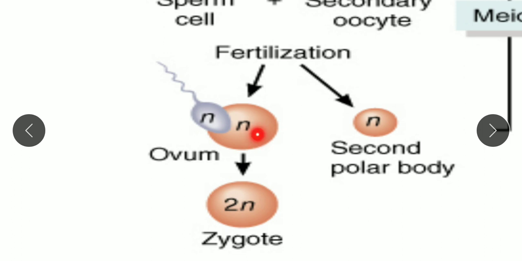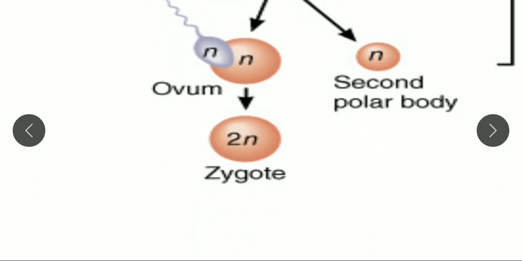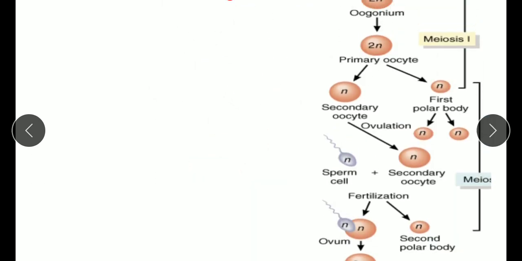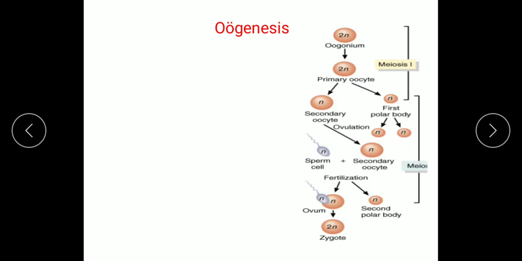This is the larger cell and this is the smaller cell. The larger cell is called the ovum or egg. The smaller cell is called the secondary polar body. The egg fuses with the sperm to form a diploid zygote. This is the diploid zygote. This is the diagrammatic representation of oogenesis.